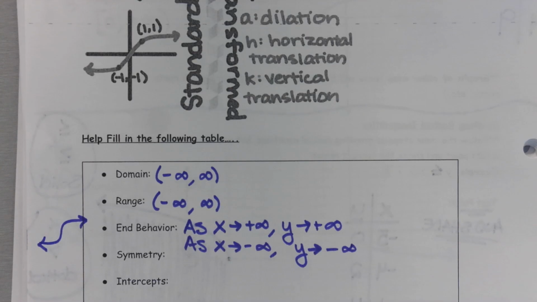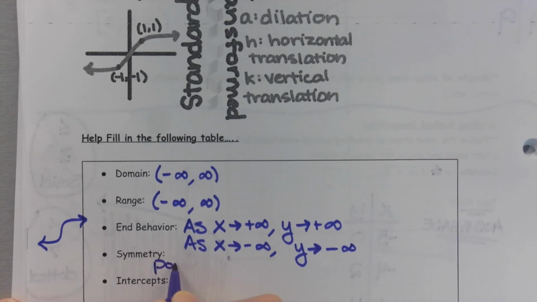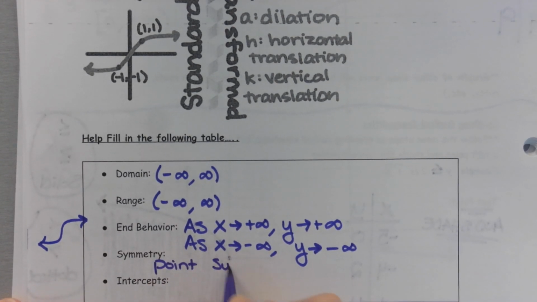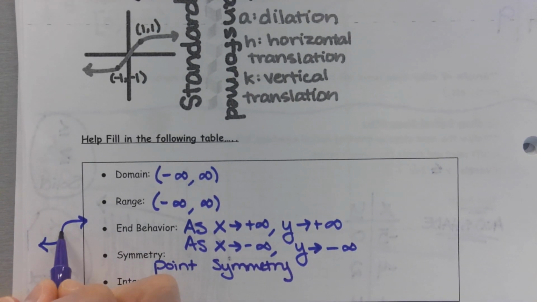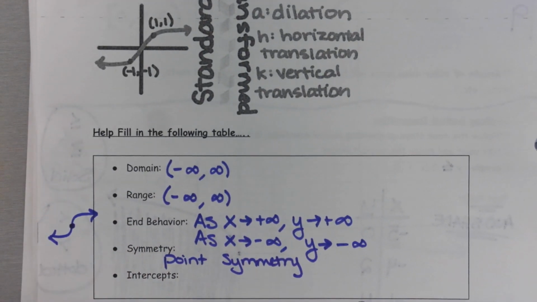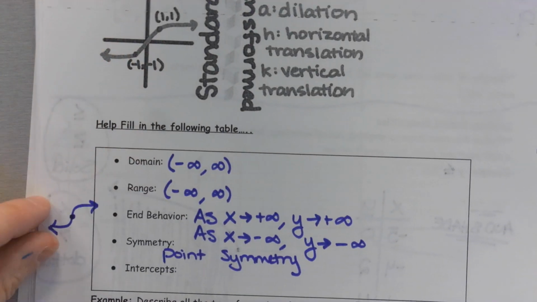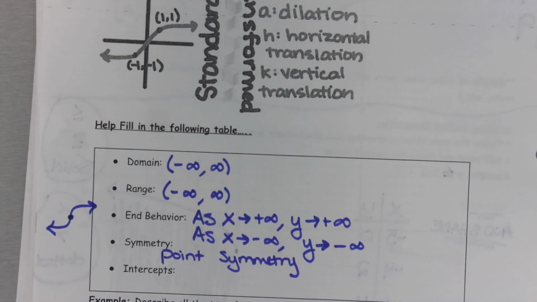What do we think about symmetry? Yeah, it has symmetry. It has what we call point symmetry. And the point symmetry is here at the center. So if we were to take this and rotate it, it would land back on top of itself.